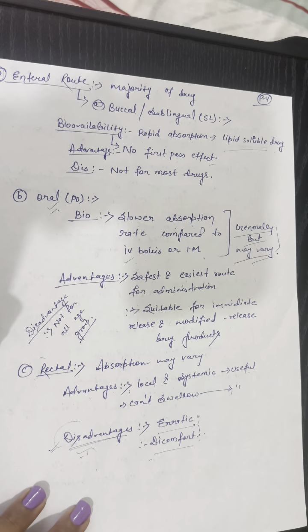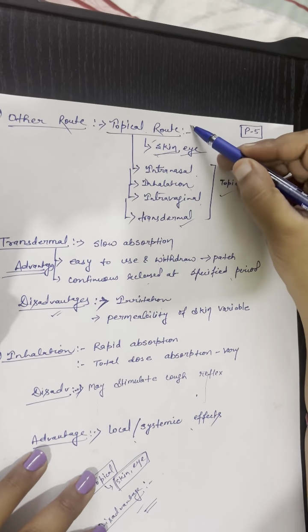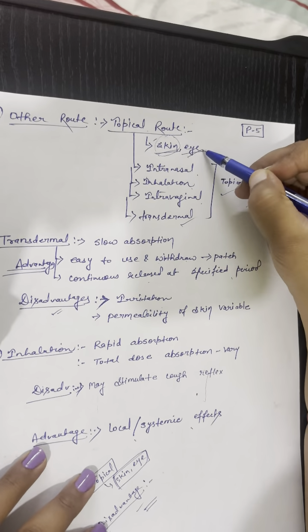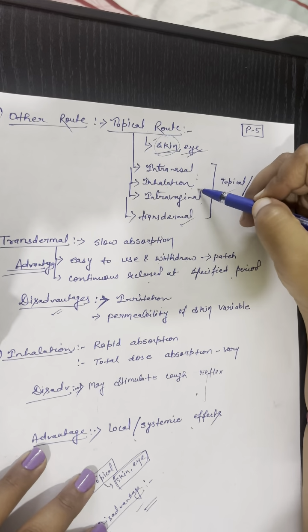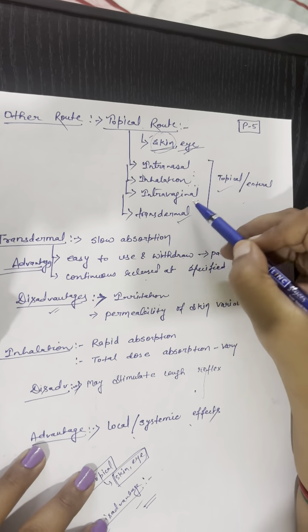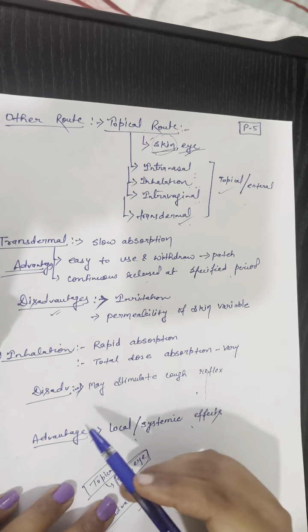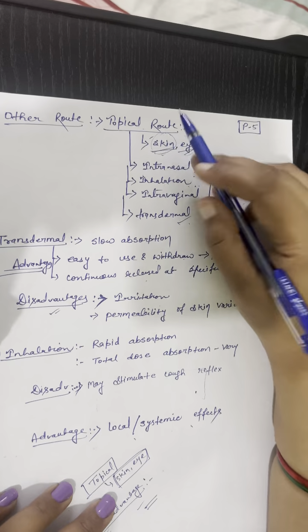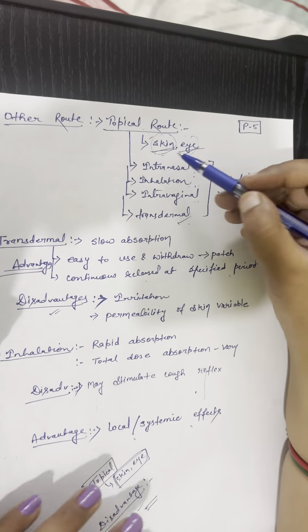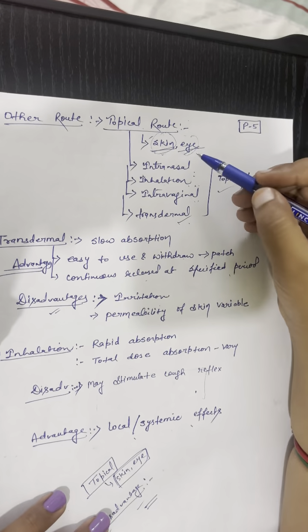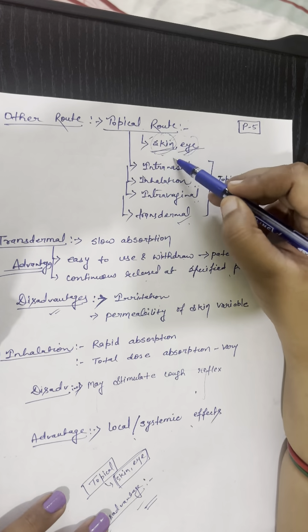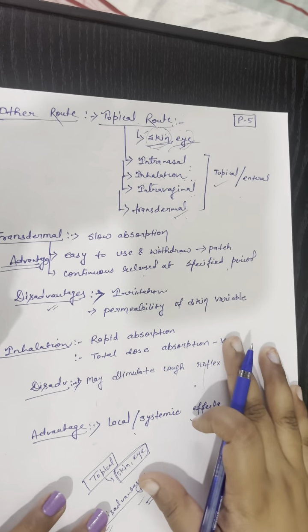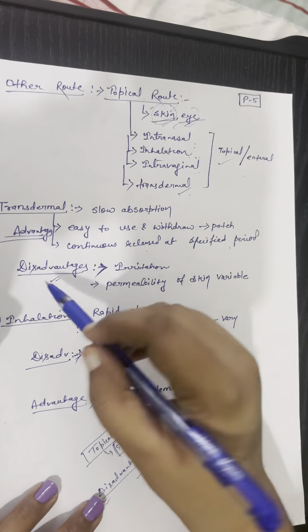Can't swallow, that's it. Now we talk about the last part of this video, other routes, topical route. Topical, mainly we consider skin and the eyes, intranasal, inhalation, intravaginal, transdermal. Now skin and eye we already know. Eye drops, like skin, like ointment, some creams we put here, and it will give local effect. Most of the people use skin ointment.